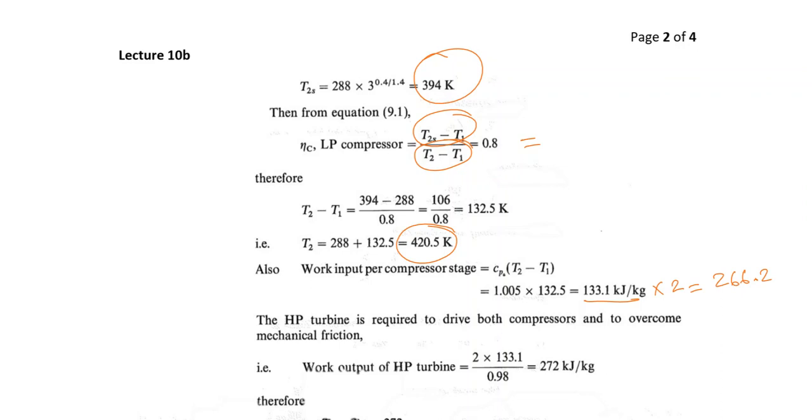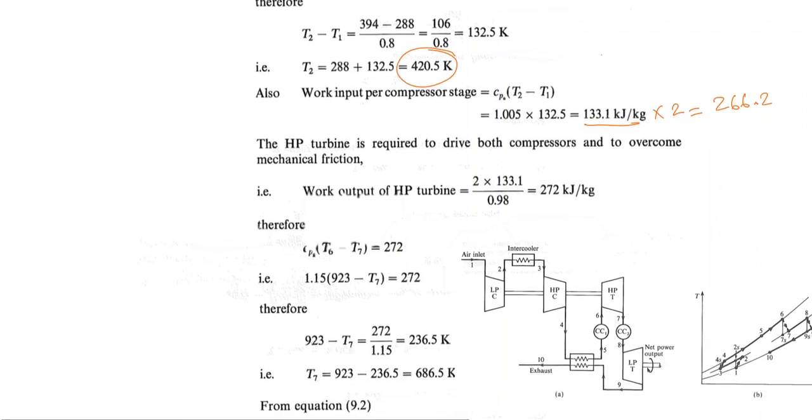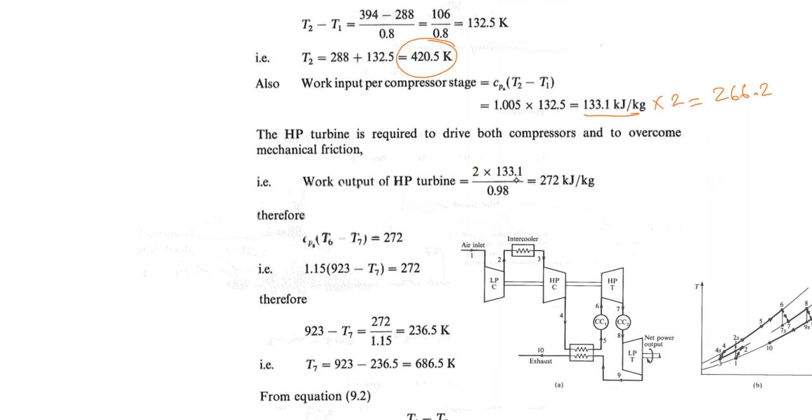But definitely there are some mechanical losses between the compressor and the turbine which is driving it. So that is 2% losses and 98% is transferred. That means the work done of the turbine must be a little bit greater than the work needed for the compressor. So that is 2 times 133.1, for both of the compressors, divided by 0.98, which is the mechanical efficiency of the shaft between the compressor and the turbine. So my work done of the turbine comes up as 272 kilojoule per kg.